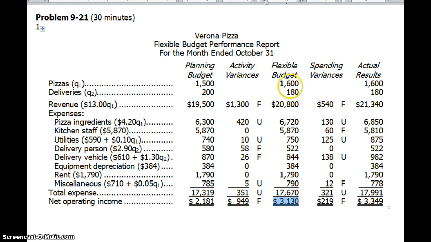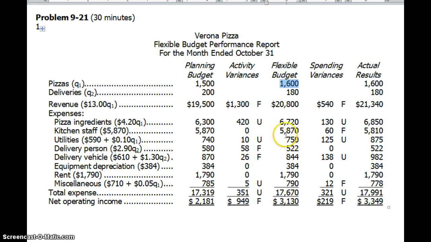So, how do we get that? Well, revenue would be 1,600 pizzas multiplied by $13 per pizza, $20,800. Pizza ingredients, 1,600 multiplied by $4.20, $6,720. You see the kitchen staff is still fixed at $5,870, as well as the rent, as well as the equipment depreciation. All of these other formulas are just modified for the 1,600 pizzas.